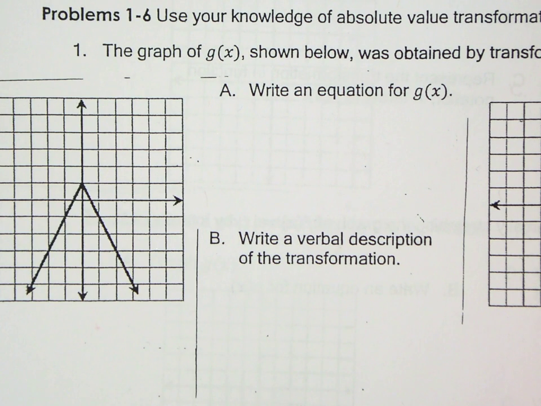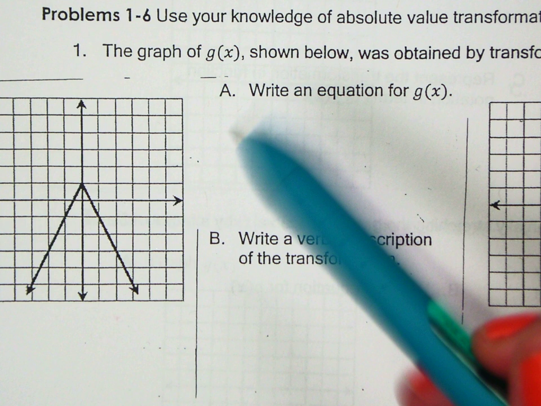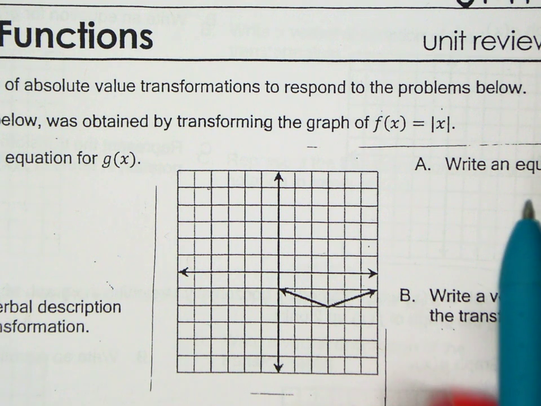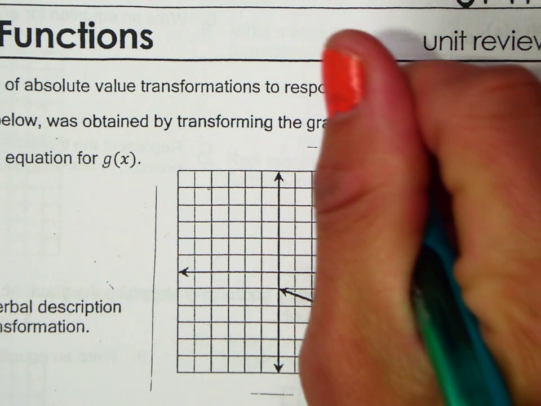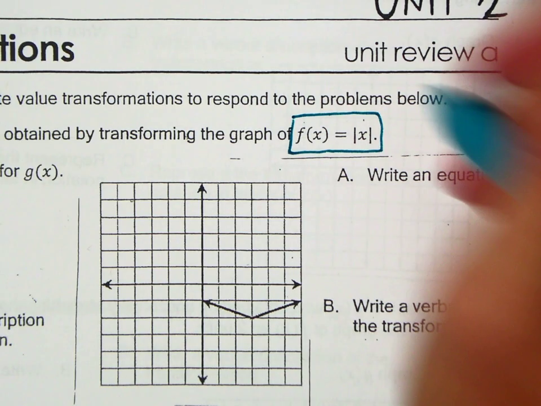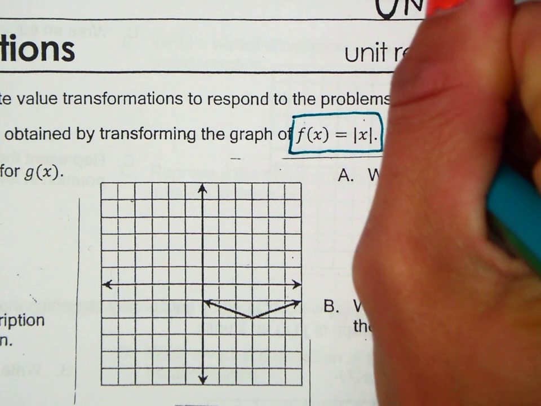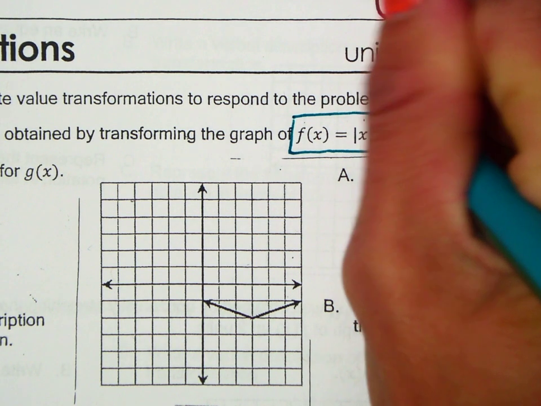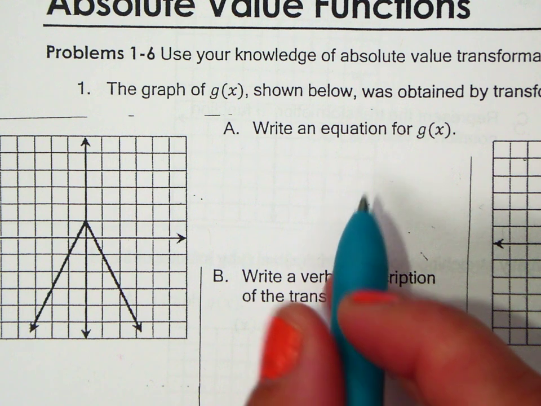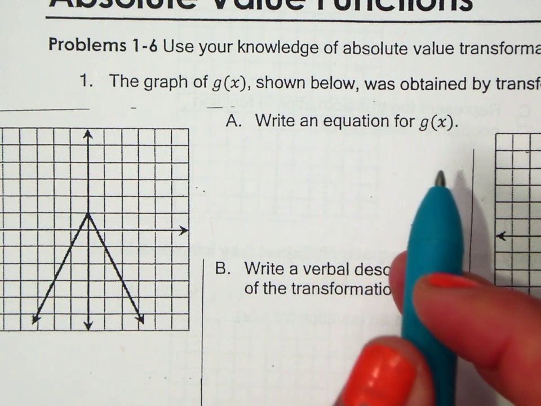So on number 1, it says the graph of g of x shown below was obtained by transforming the graph of f of x, absolute value of x. So this is your parent function, which are on the wall and you should have had them memorized. So your parent function of the absolute value looks like that. So I want to know what the transformations are and the equation for g.